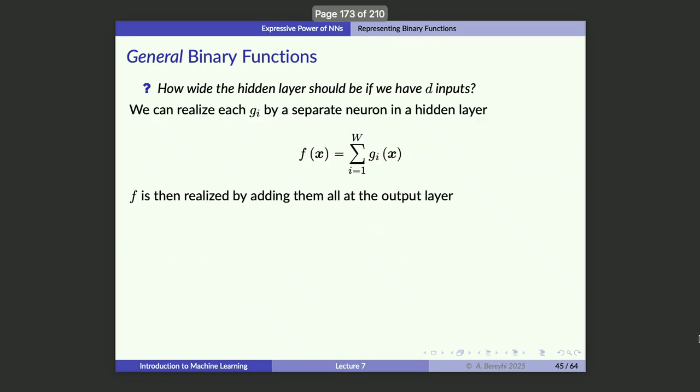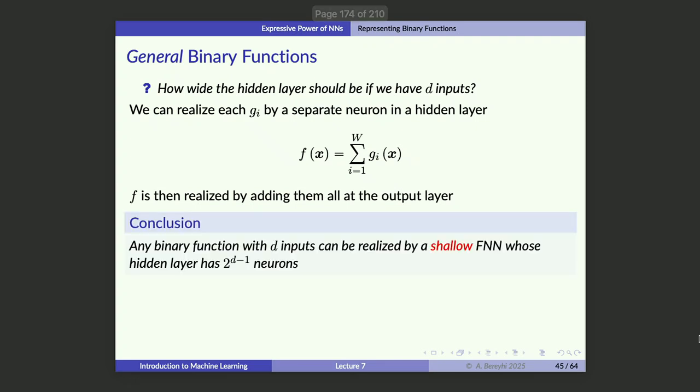So this is the final conclusion. Moral of the story, if you want to show your binary function with one shallow, which means just a single hidden layer, you need to have a hidden layer of size 2 to power d minus 1. And again, by shallow, I simply mean one single hidden layer. Everybody's clear? Any questions?